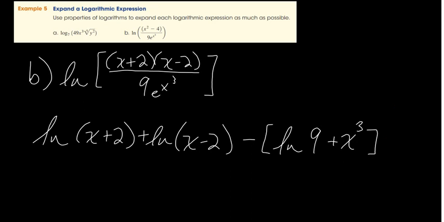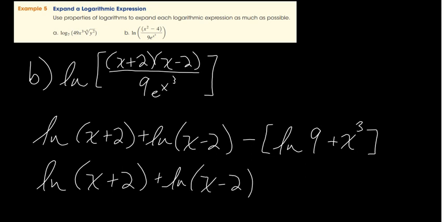Now if we want to get rid of those brackets, we can officially rewrite this problem. We're going to distribute that negative sign, so minus natural log of 9. Distribute that negative sign again, which would be x cubed. There is no natural log there because the natural log and e canceled. Anyways, that is how we do b.